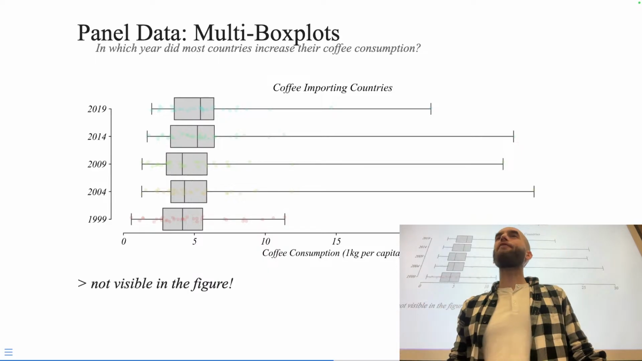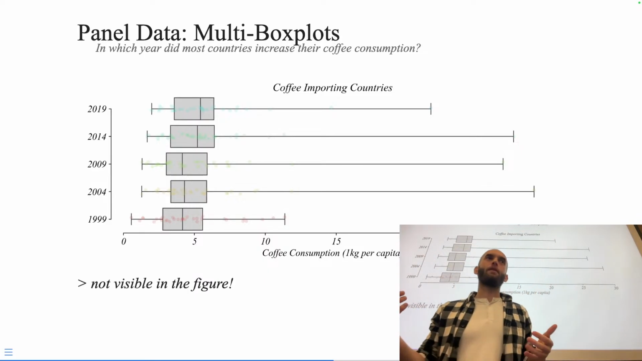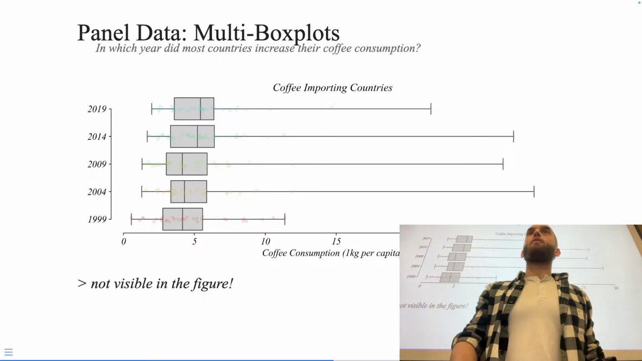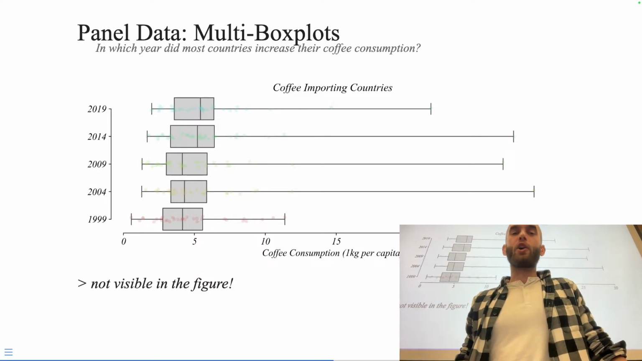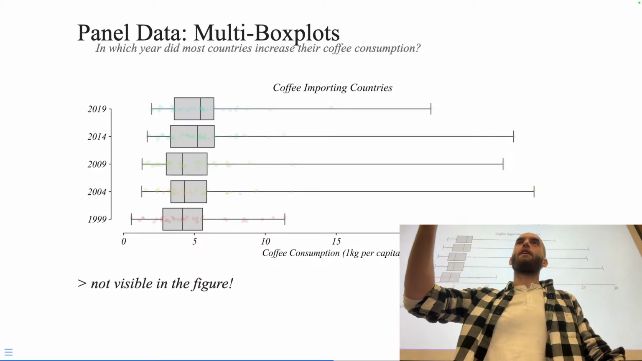When in fact, we have this data. We have the exact changes between countries through time. It's just that using a box plot, we're obscuring that through time variation. We can't track a particular country through time.